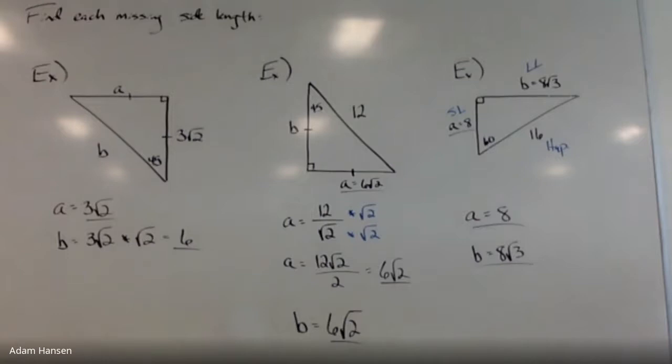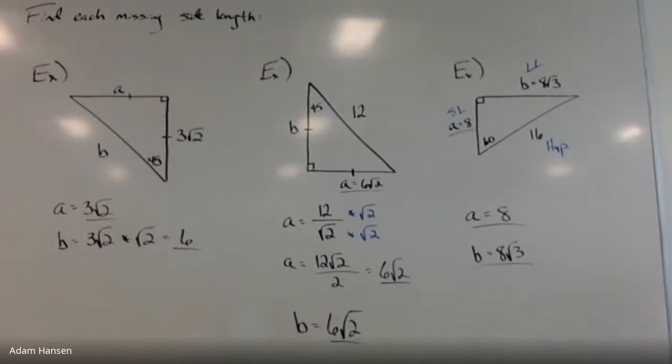In a 45-45-90, the hypotenuse is the length of the leg times the square root of 2. If I want to find the hypotenuse, I take the leg times the square root of 2. Now I have the hypotenuse, a length of 4. How do I take the hypotenuse and go back to find the leg? I work backwards. I do the opposite of multiplying by root 2.